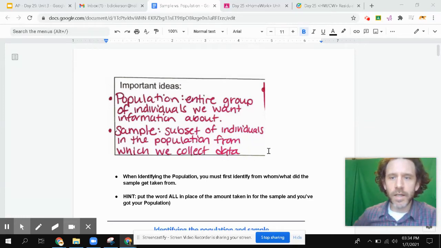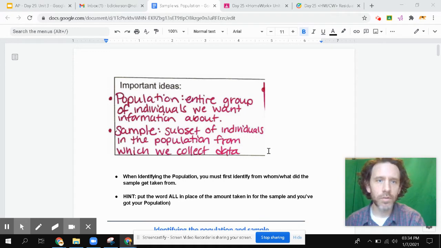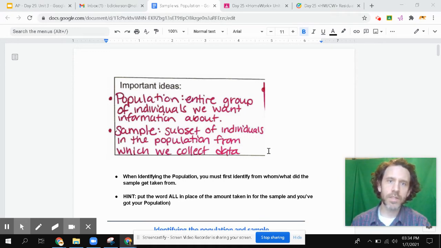Hey, stat students, I hope you are using the videos on Khan Academy or the textbook to help you through this assignment. But if those are not helpful, I'm going to go over a couple of examples for you so that we can get you on the right track when we talk about distinguishing between population and sample.